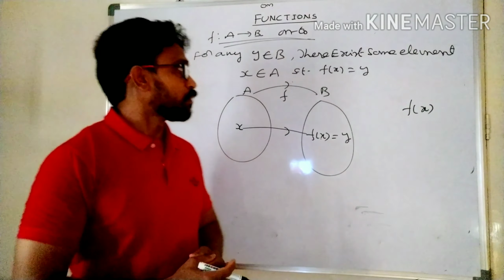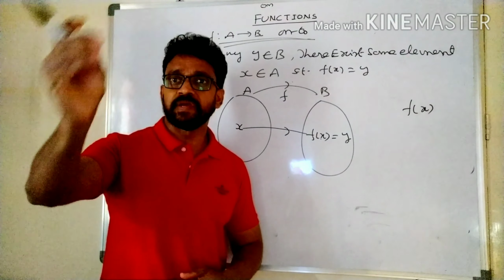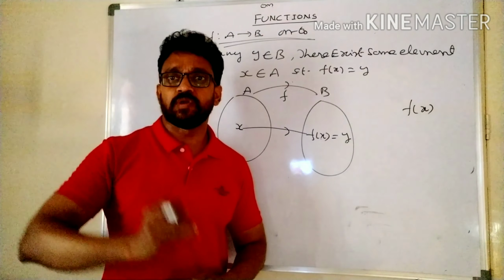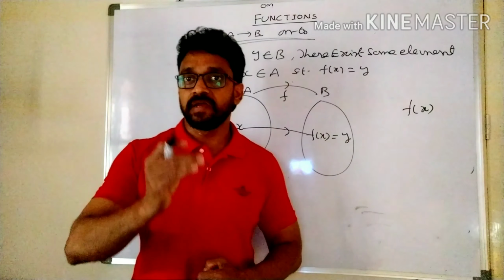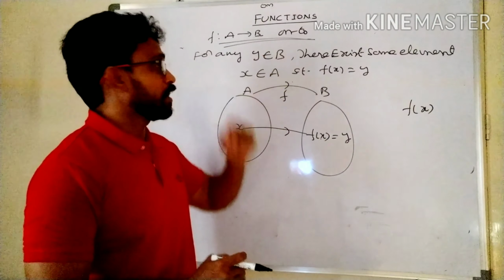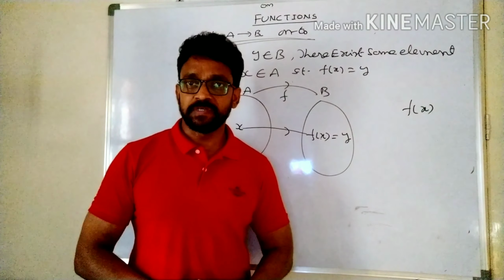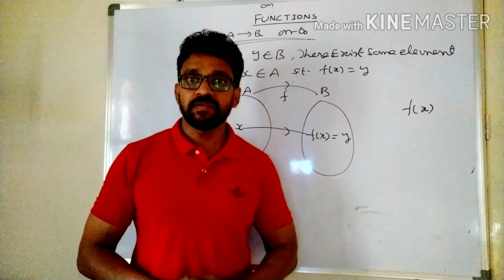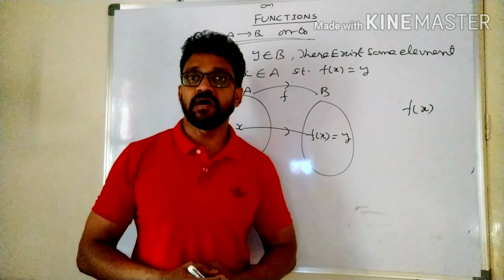In some problems, we should apply this process. We should take any element y from the codomain. There exists some element in the domain whose image is equal to y. That means there are no free elements in the codomain. Then f is called onto.